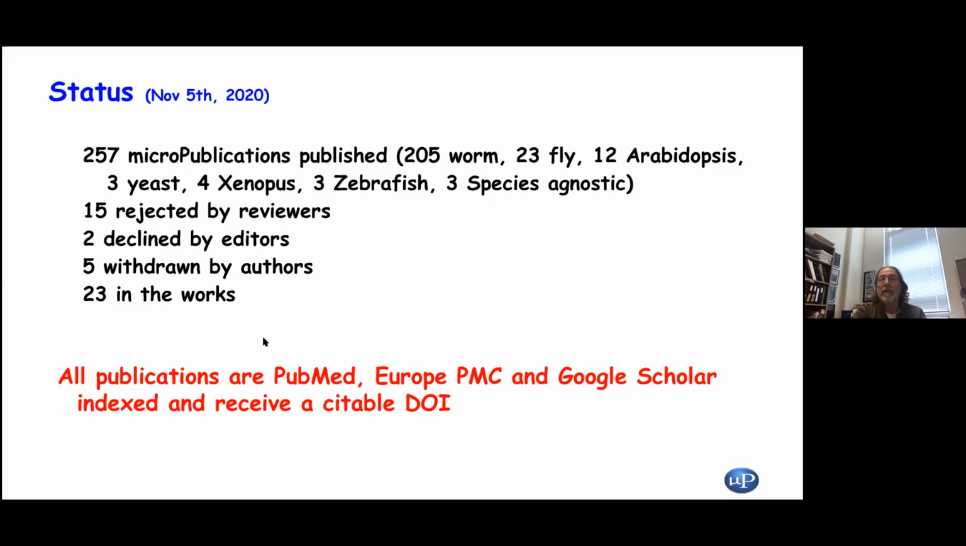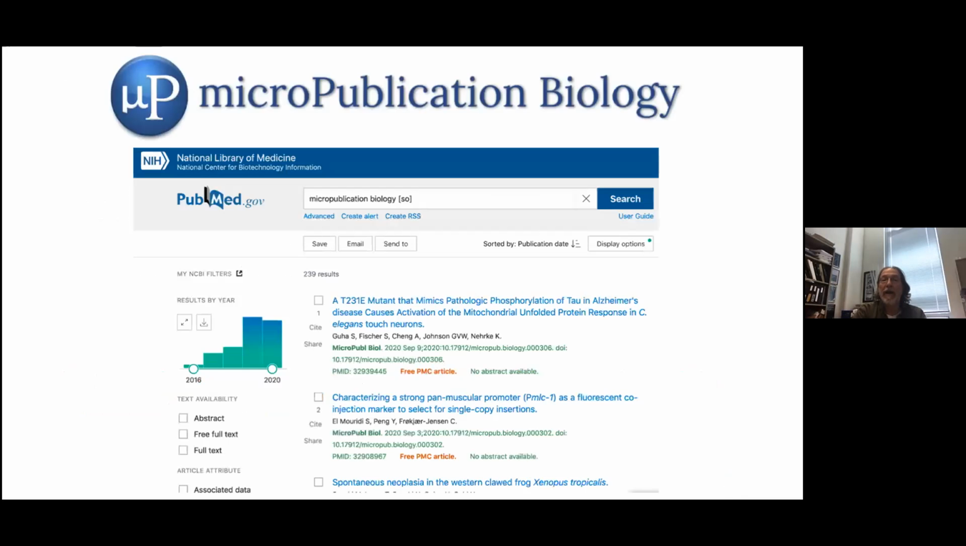So all publications are now indexed in PubMed, European PMC, and Google Scholar, and they receive a citable DOI. And here's an example of PubMed showing the titles for some micropublications.